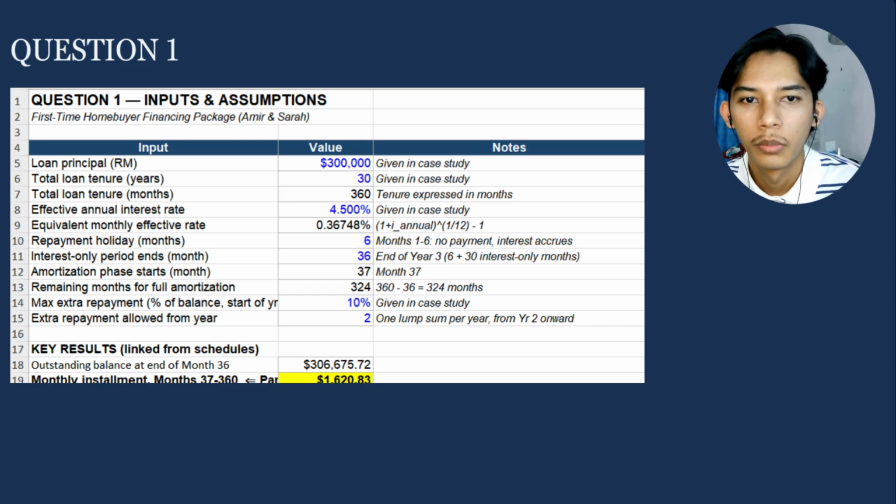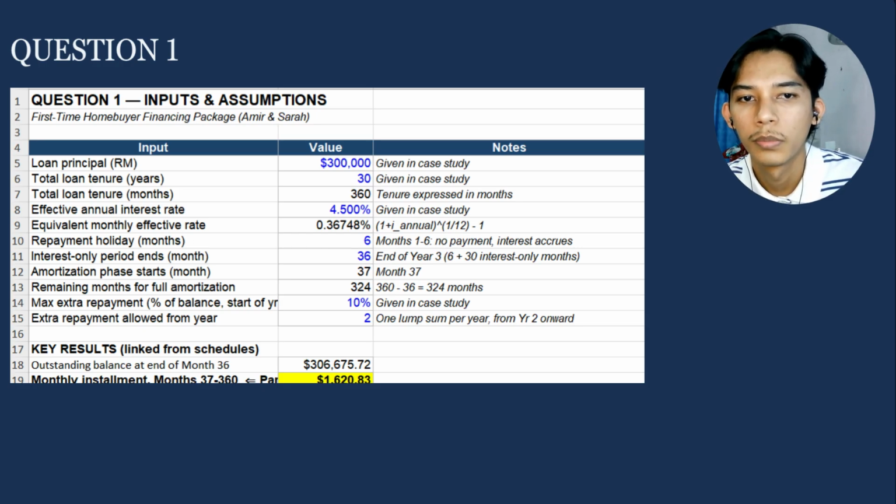I started with an inputs tab so all my assumptions sit in one place. Principal, the effective annual rate, and the loan scheme milestones like the 6-month holiday and the month 36 cut-off for the interest-only period. Every other sheet pulls from these cells, so if I change an input, the whole model updates.